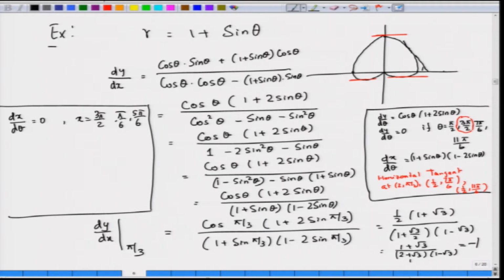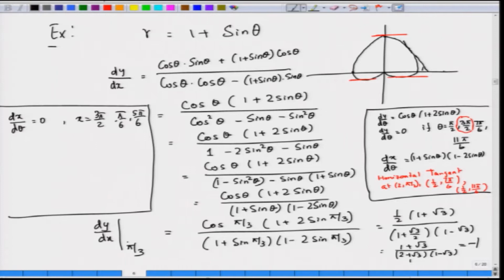You see, accepting these points pi by 2, 3 pi by 2, pi by 6, 5 pi by 6, 7 pi by 6, 11 pi by 6, we have no issue, I mean dx by d theta is not equal to 0 and dy by d theta is not equal to 0. So for this we can replace the pi by 3 and plug in the value of theta, and we get a concrete expression. Only problematic points are here.